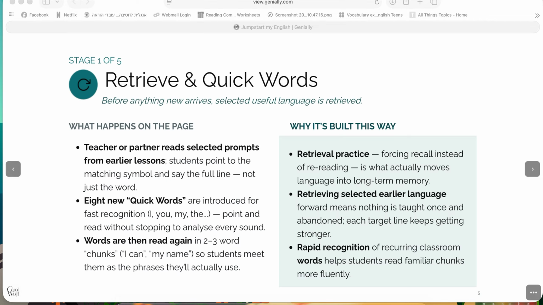We begin by retrieving selected useful language from earlier lessons. The teacher or their partner reads a prompt, and students point to the matching symbol and say the complete line. Quick words are words students need to recognize rapidly in familiar phrases. Again, students point, read, and practice them in short chunks without stopping to analyze every sound. This also gives students an important early success. They discover that they remember language from previous lessons.